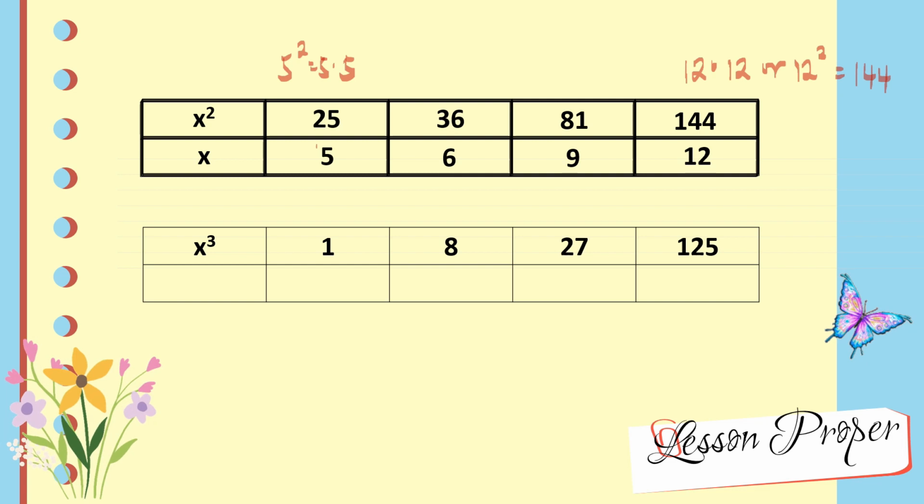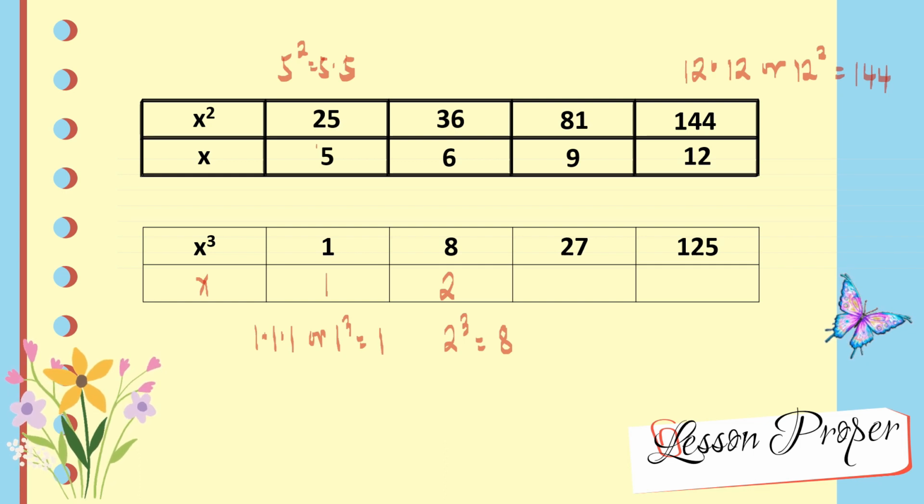How about the cube of a number? Given is the cube of the number, and what is that number being raised to 3? Let's say given is 1. What is that number? Alright, the answer is 1, because 1 times 1 times 1, or 1 raised to 3, is equal to 1. How about 8? Alright, the answer is 2, because 2 raised to 3, or 2 times 2 times 2, is equal to 8. So therefore, the answer is 2.